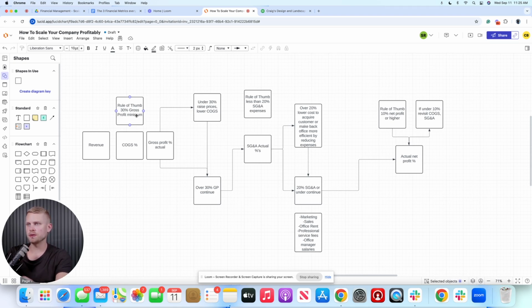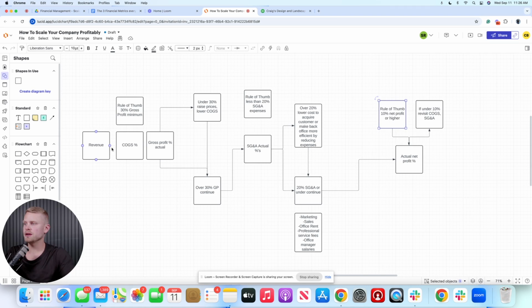And stay tuned for later in the video. I'm going to go to a sample QuickBooks account and show you where to find this information, but we're going to go through this to start. So number 1, is our company achieving at least 30% gross profit or more? Number 2, is our company spending 20% of our expenses or less in sales and general administration expenses? And number 3, are we achieving at least a minimum 10% net profit or more?